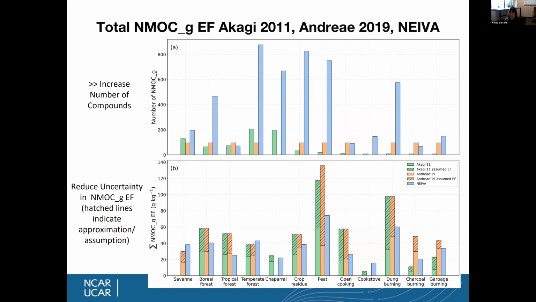Yeah, so some good news here is if you focus on just this bottom panel for a minute, we didn't blow up the NMOC totals. It's a little bit scary when you look at the top and you see we went from 200 to 800 compounds, so what happened here? The total NMOC might not change that much. You do see some differences from Andreae. For peat, we added a ton of peat data, and I feel like our total NMOC from peat is better constrained than these other inventories. But across temperate forest or chaparral, we didn't change things that much.